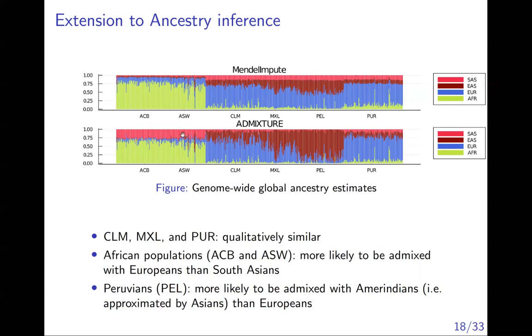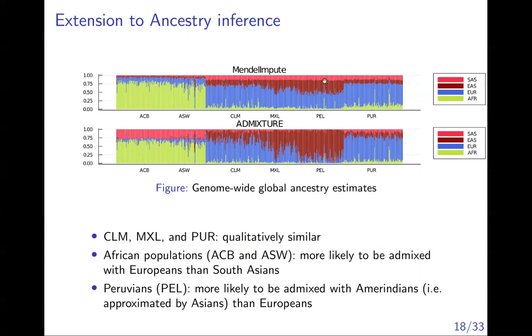But for the African populations here, it turns out that Mendel Impute was more accurate than Admixture, because we know that the African Americans tend to have about 15–20% European ancestry. And for some reason, Admixture thinks they are about 30% Amerindian. So that's just, I don't know, that's not true, right?